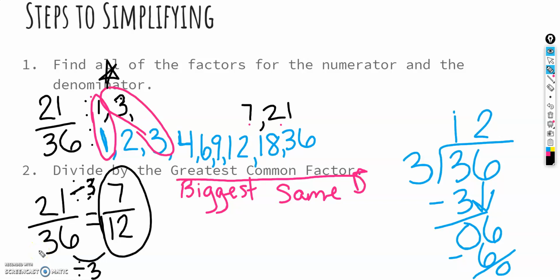If I wanted to double check my work, I could find all of the factors for that as well. So I could find all the factors for this number again and make sure that they only have 1 in common. If they only had 1 in common, they would already be reduced. So if only 1 is in common, it's already in simplest form, reduced. Okay?